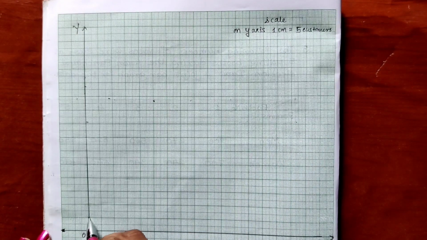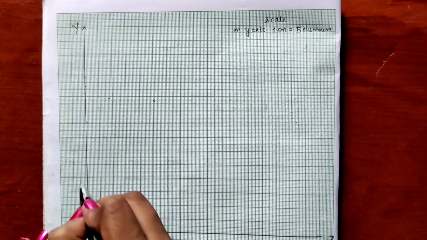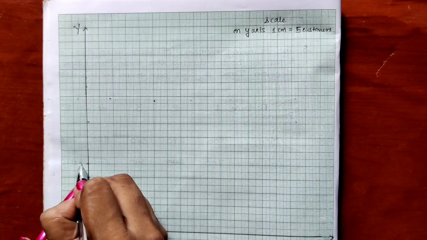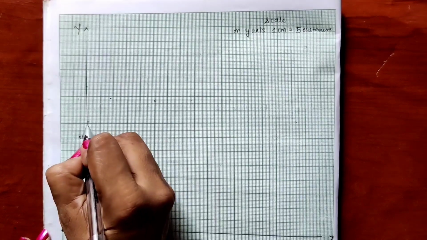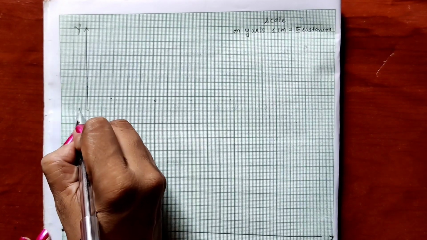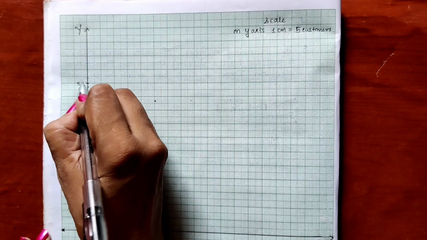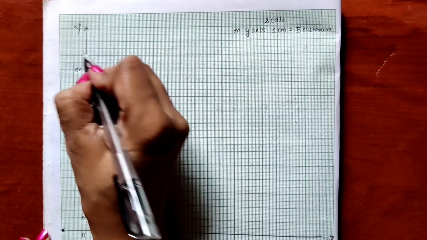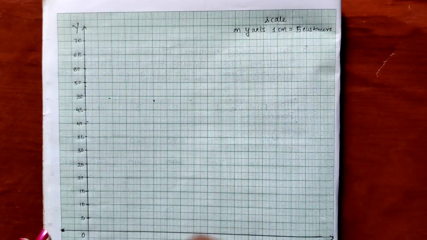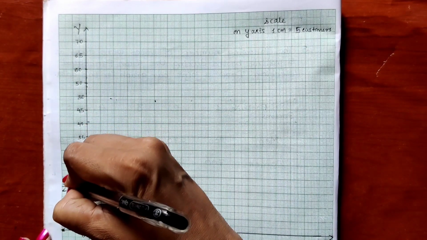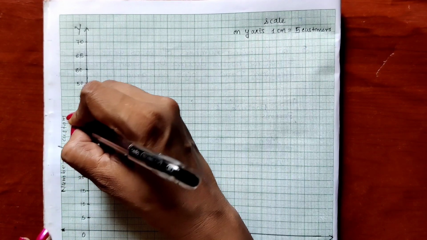So from 0, the first line is 5, second 10, 15, 5 3s are 15, 5 4s are 20, 25, 30, 35, 40, 45, 50, 55, 60, 65 and 70. This we have written the number of customers. Number of customers.